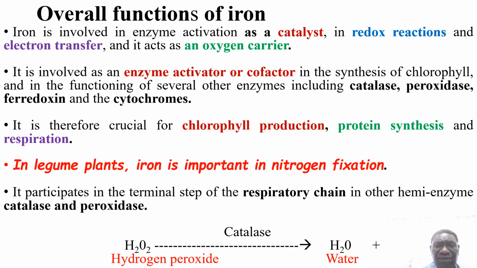It is therefore crucial for chlorophyll production, protein synthesis, and respiration. In legume plants, iron is important in nitrogen fixation. It also participates in the terminal step of the respiratory chain in other heme enzymes, catalase and peroxidase. For example, catalase can activate the reaction from hydrogen peroxide to water and oxygen.